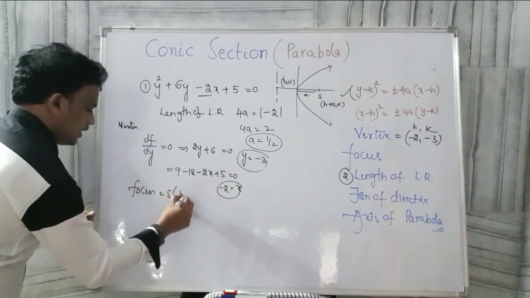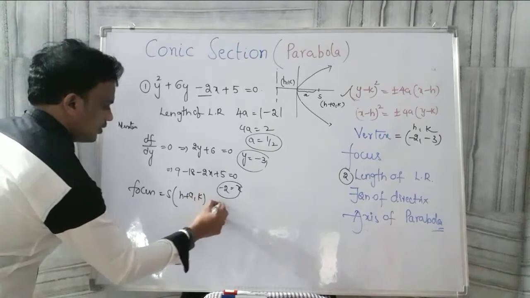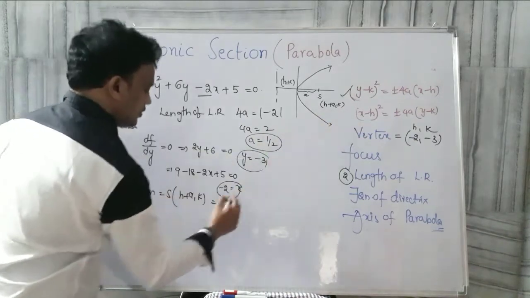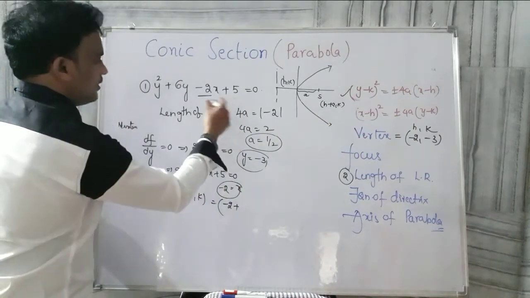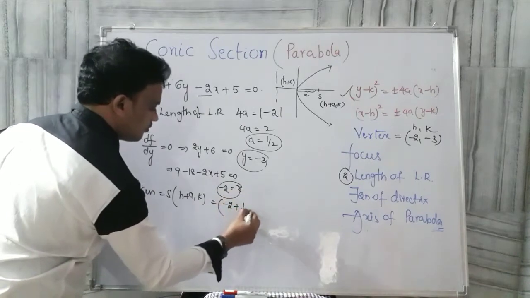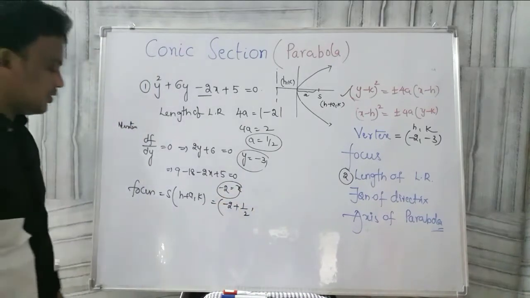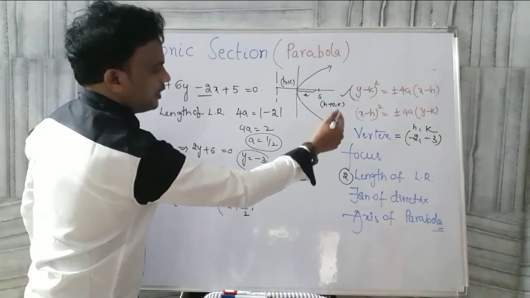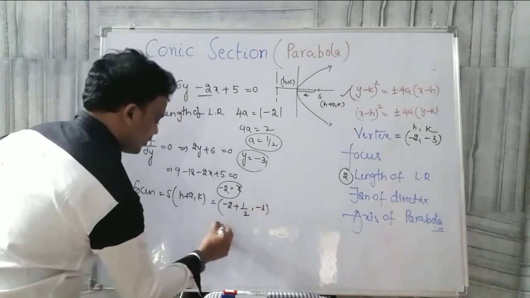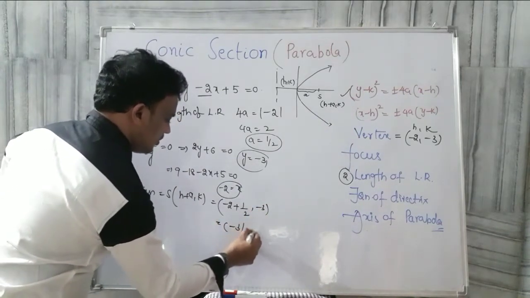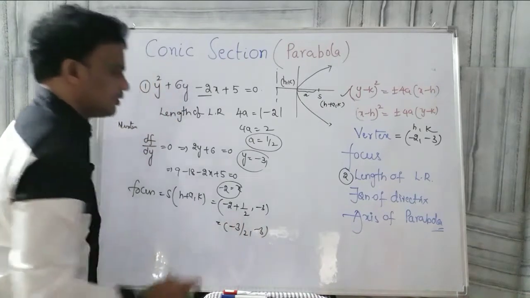S equals h plus a comma k. What is the h value? It is minus 2 plus the a value, which is 1 by 2. So minus 2 plus 1 by 2, and of course the k value is fixed, which is minus 3. So it is minus 3 by 2 comma minus 3. Like this you can find it.